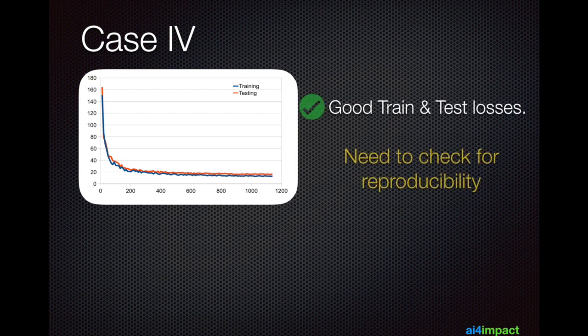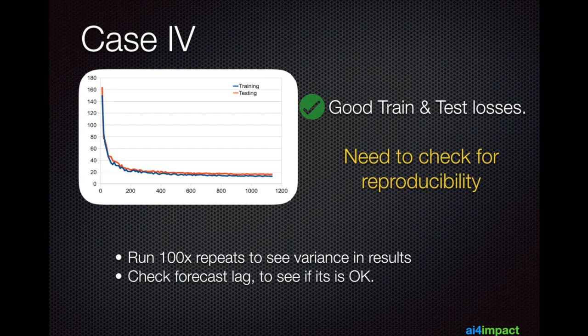In this case, you need to check for reproducibility. The way you do this is to rerun the training at least 100 times to see if there's any variation in the results. You also want to check next the forecast lag to see if this is okay. Finally, you want to work on the features to try and reduce lag.